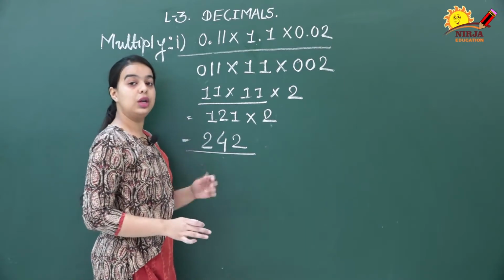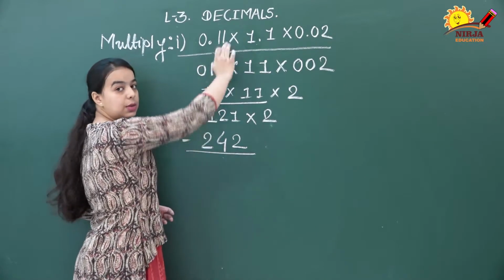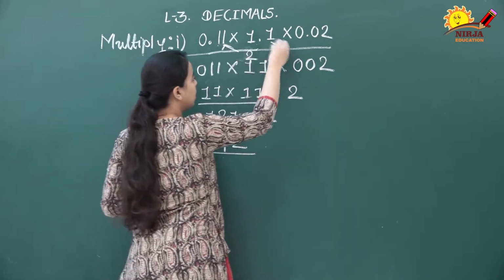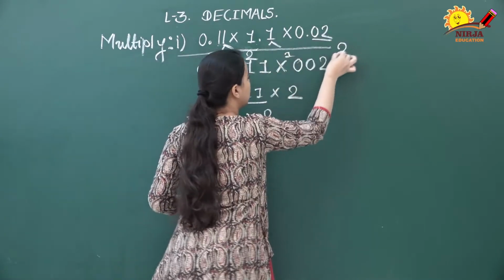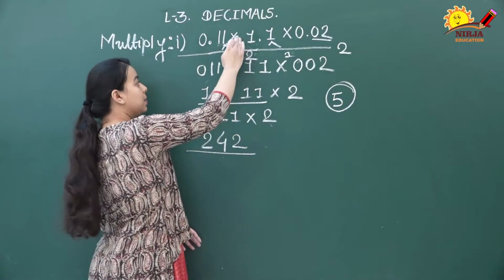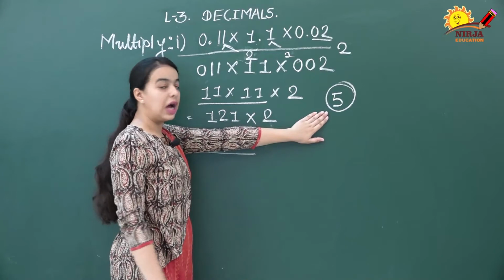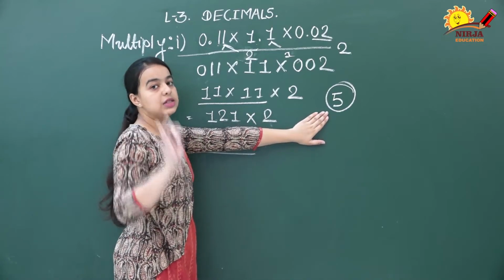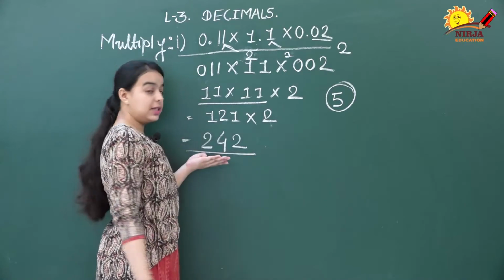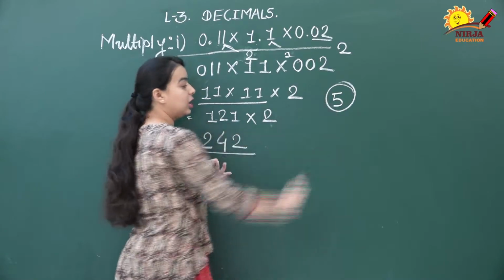Now we need to put the decimal point in our answer. Let's count decimal places for that. In the first number there are 2 decimal places. Here it is only 1 and here also there are 2. So total 5 decimal places are there in the numbers which we have multiplied. Now this means we need to count 5 digits from the right and then place the decimal point in our answer. As you can see, only 3 digits are there and we need 5 digits.